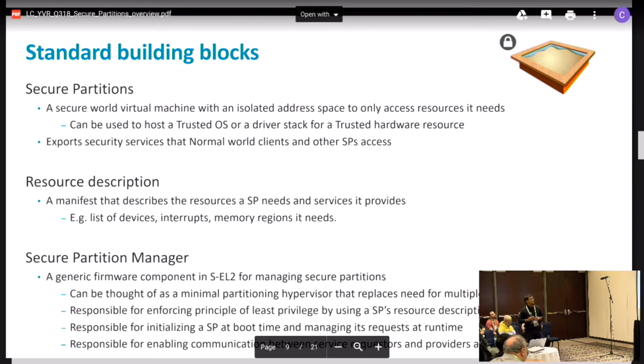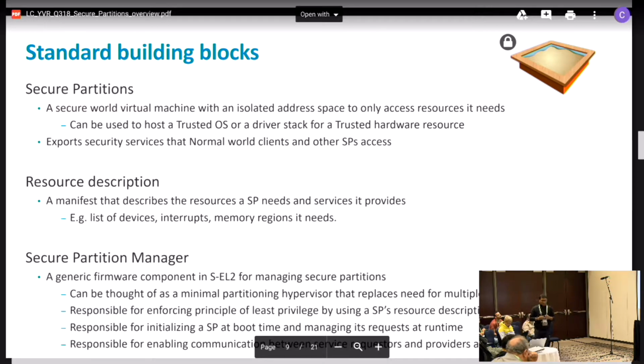So some of the standard building blocks of this software architecture are, one is a secure partition, which is essentially a virtual machine with an isolated address space to access only the resources that it needs. And it can be used to host a trusted OS. It could be used to host a driver stack for a secure peripheral. And it can continue to expose secure services to the normal world and to other secure partitions that might need it.